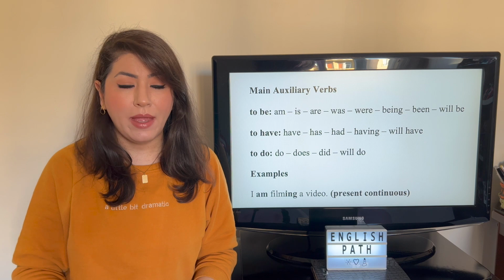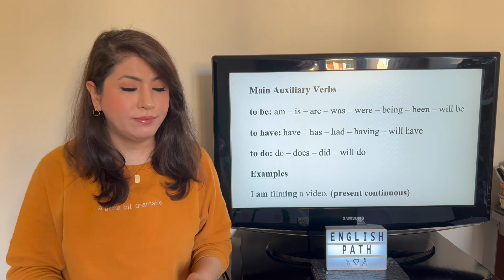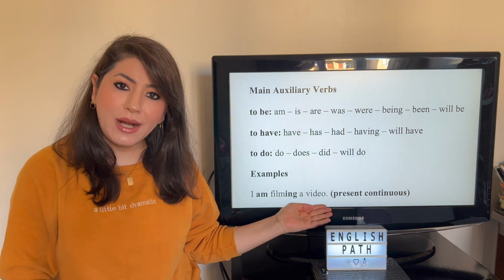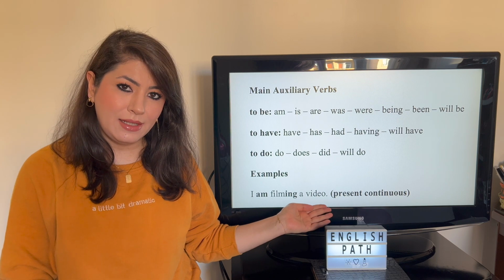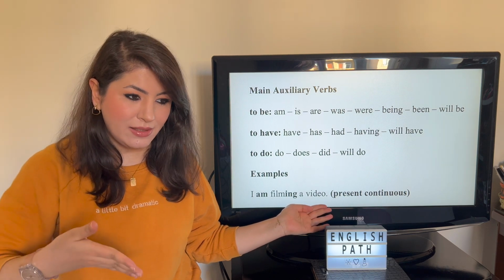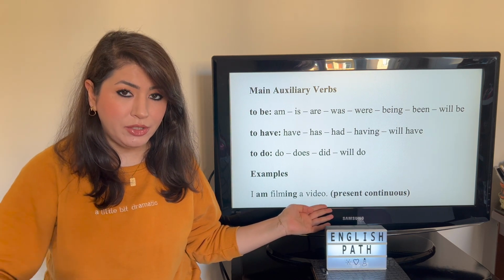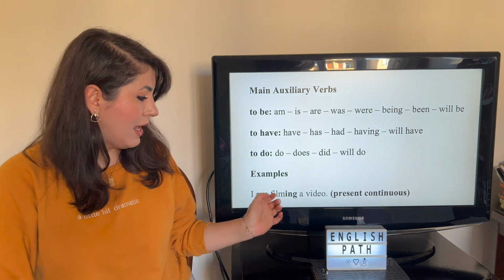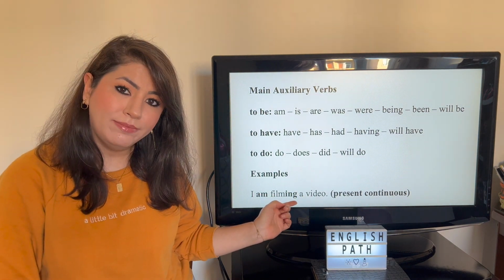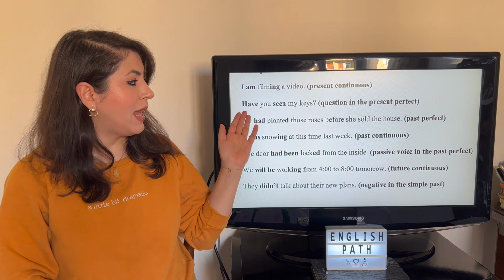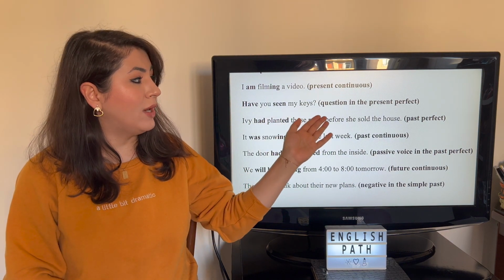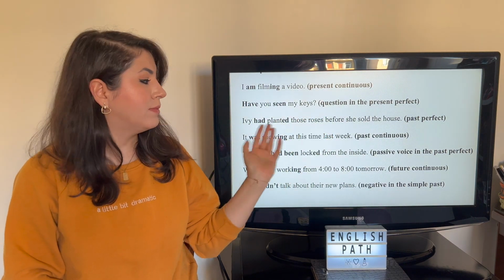For example, I'm filming a video right now. Right? It's a present continuous sentence. And what gives us the hint to what tense is being used in this statement is am and that ing. More examples. Have you seen my keys? It's a question in the present perfect.